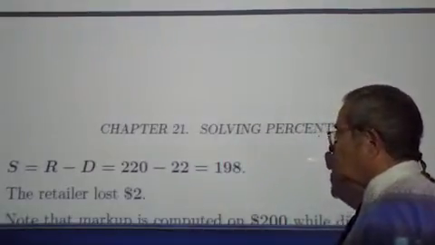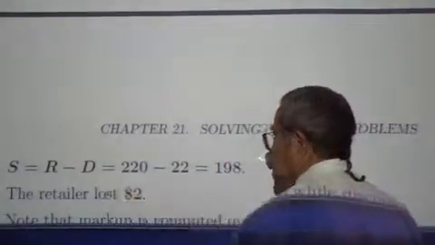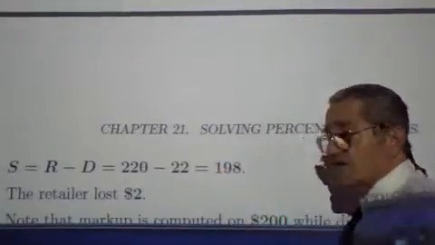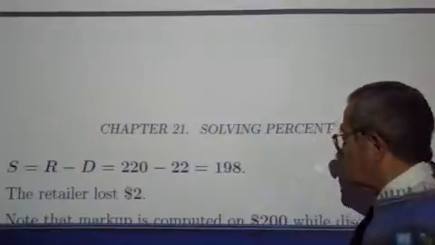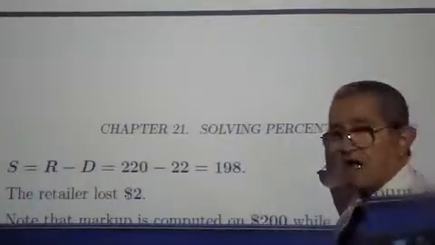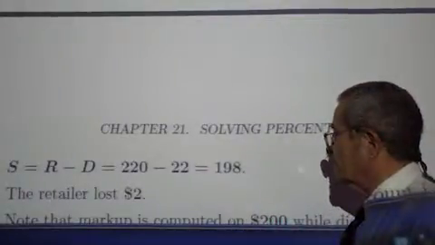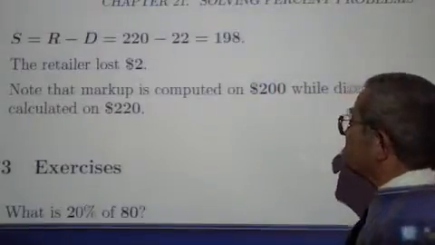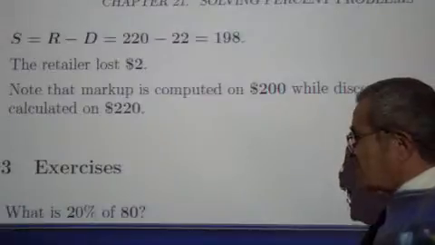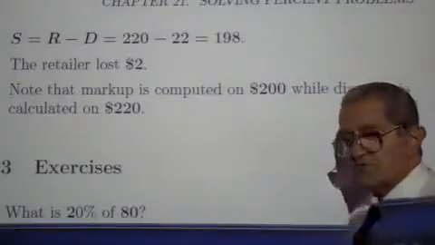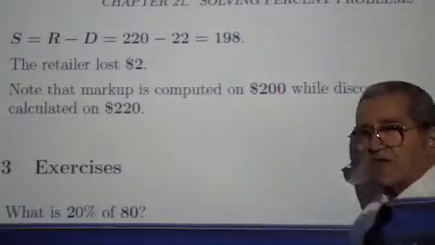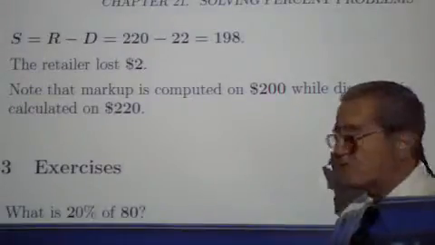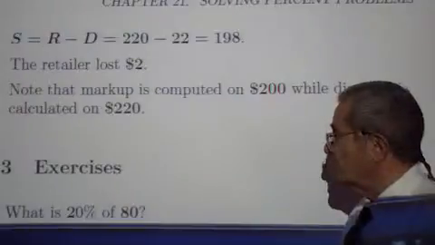So you don't want to lose, you want to take a smaller discount. Or getting $198 is better than getting nothing. So you take a $2 loss, at least you didn't lose $200. Now, the markup rate was 10% and the discount was 10%. You go up 10%, you come down 10%. Shouldn't that be the same thing? Shouldn't you have ended with 100? Well, think about it and let me know.